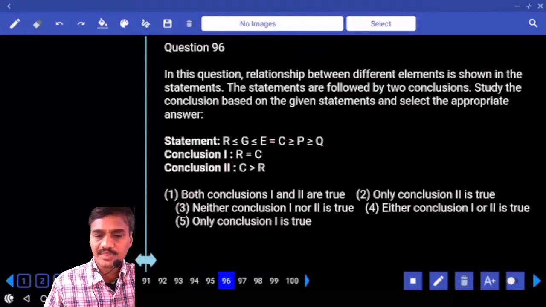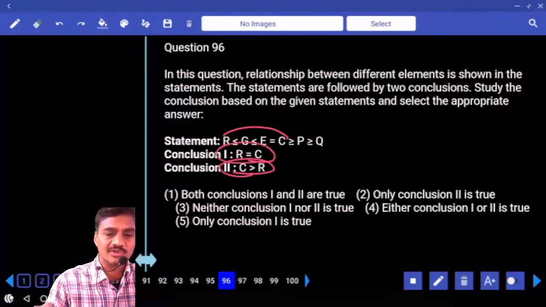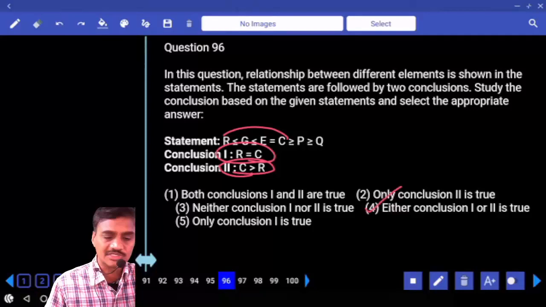Then 96. In 96, C and R. Both the conclusions are in between C and R. R is lesser than or equal to C, and C is either greater or equal. Either one or the other follows, that is choice 4, 96.